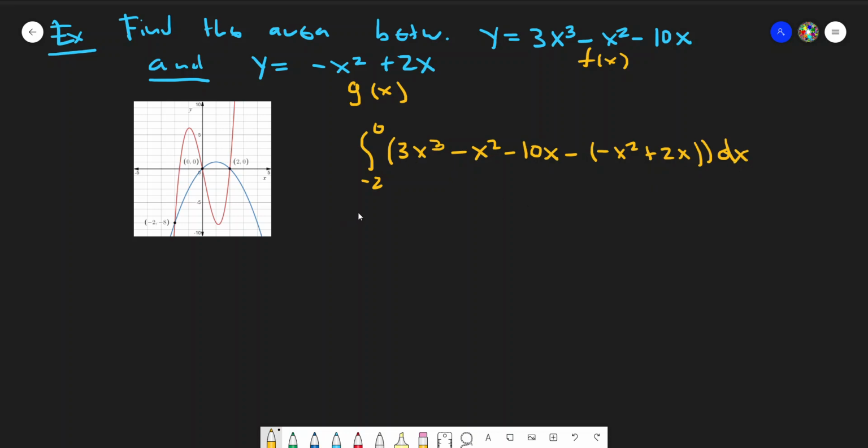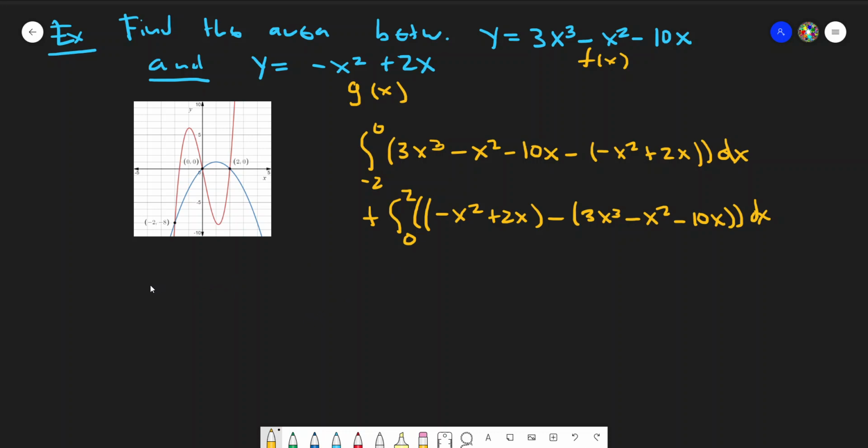And then you have plus the integral from 0, actually, so from 0 to 2. What that's going to do is take negative x squared plus 2x and subtract, so we'll do another set of parentheses, 3x cubed minus x squared minus 10x, and then close it, and then dx. So it looks like there's a little bit of work to do, but we can figure this out.